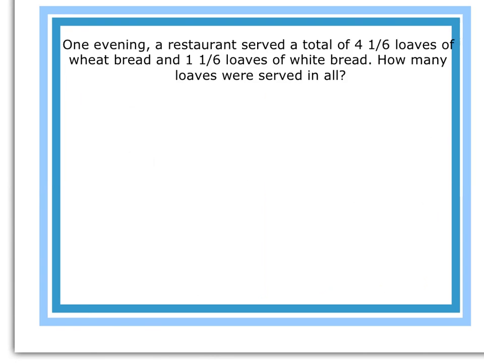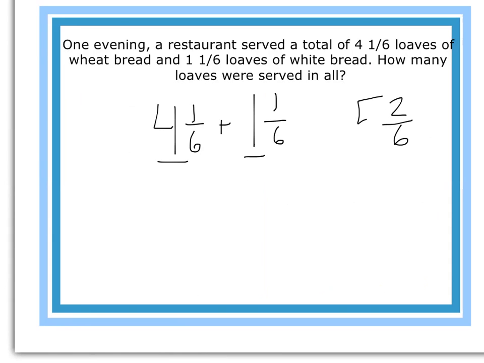One evening, a restaurant served 4 1/6 loaves of wheat bread and 1 1/6 loaves of white bread. Sorry, wheat bread was the first one. How many loaves are served in all? This is an addition problem. 4 1/6 plus 1 1/6. A 6 plus a 6 is 2/6. 4 plus 1 is 5. Simplify to 5 1/3 loaves.